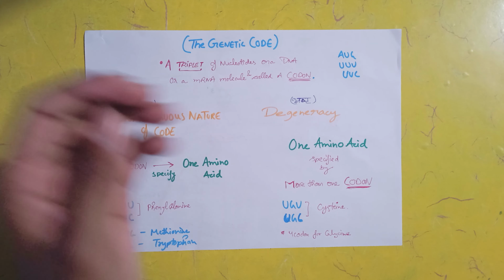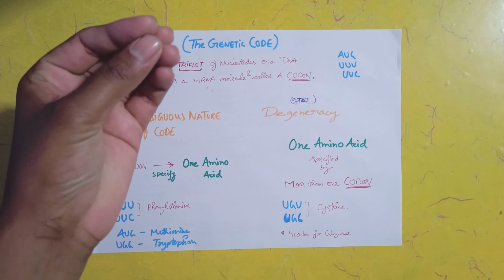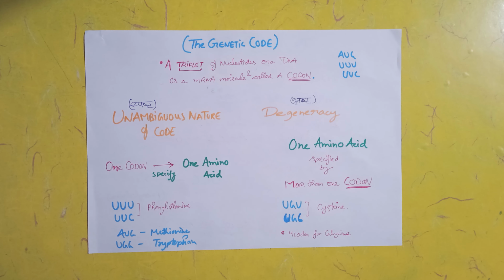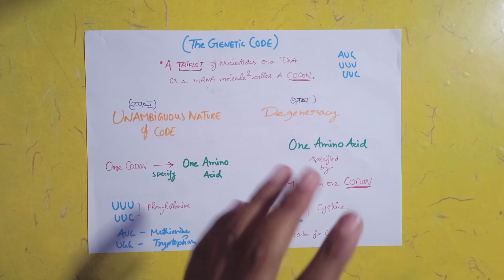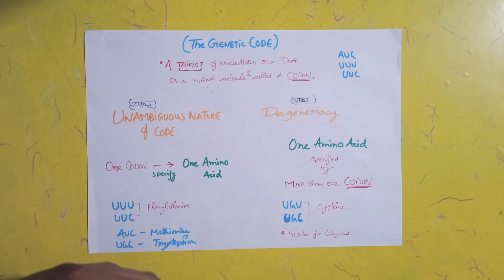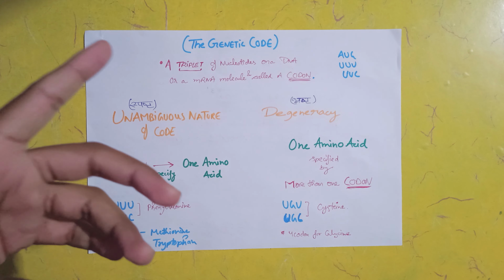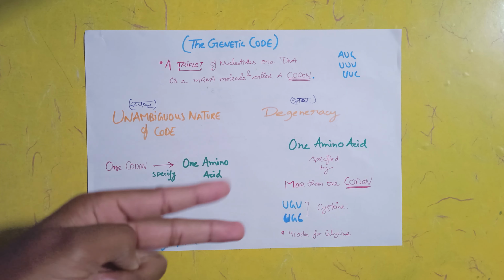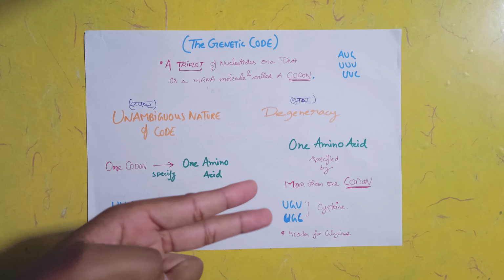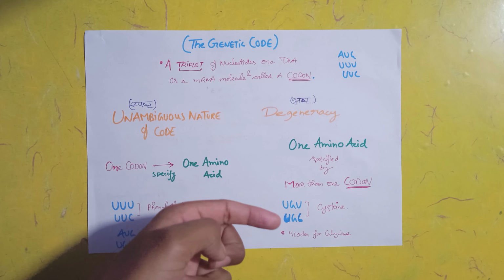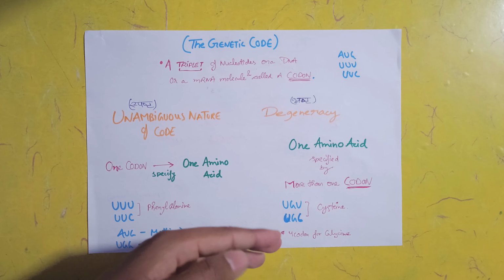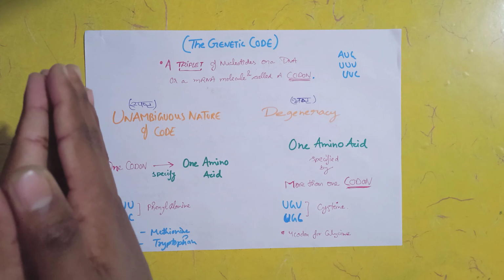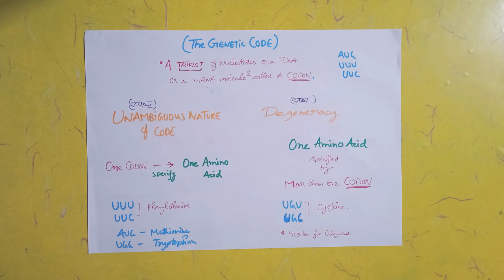Degeneracy means bhrasht. That means एक amino acid, that means one amino acid is specified or can be specified by more than one codon. For example, UGU codes for cysteine. This is one codon that codes for cysteine. But cysteine can also be coded by UGC. That means there are two synonymous codons that can code for cysteine. And similarly, there is another example. There are four codons or synonymous codons that can code for glycine.